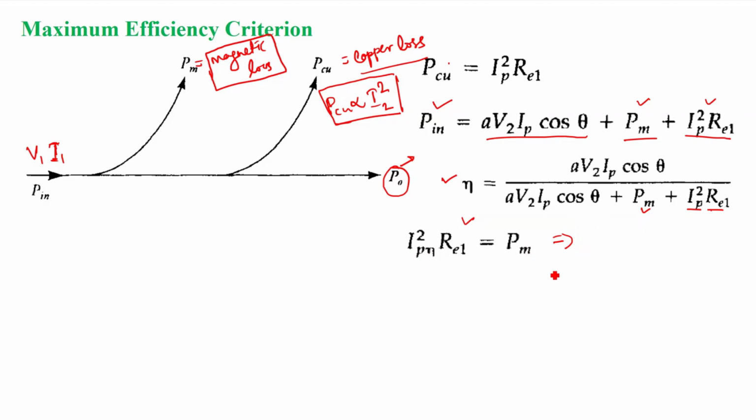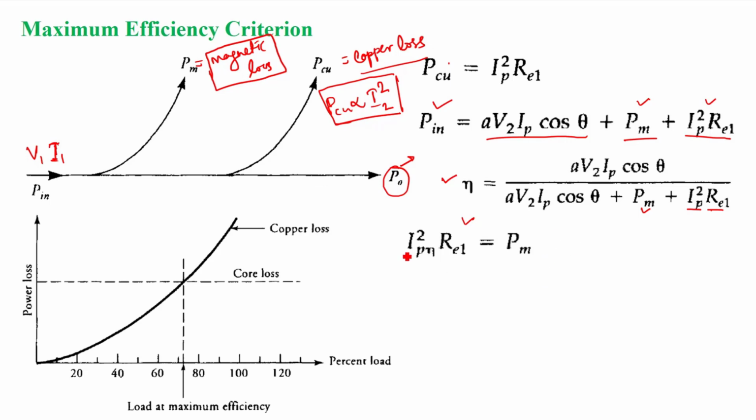And then from this expression, we can see that the copper loss is becoming equal to the magnetic loss or core loss, right? So that means what your maximum efficiency criterion says, that when the copper loss becomes equal to the core loss, that means if we vary the load, the load point at which the copper loss becomes equal to the core loss or the magnetic loss, at that point we will achieve the maximum efficiency.